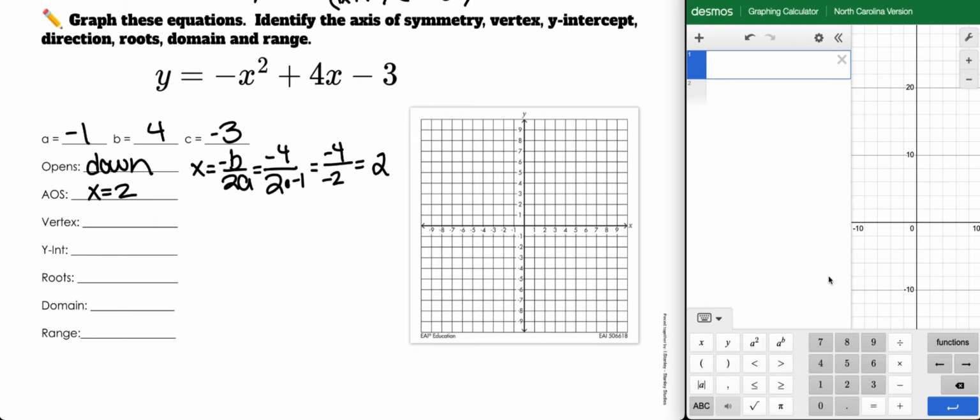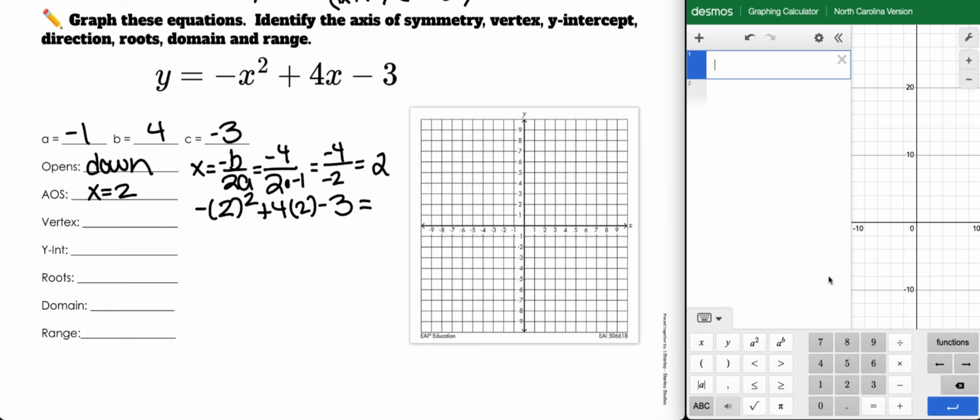Now with the axis of symmetry, we use that to plug into the equation to find the vertex. So that'll give us a negative times 2 squared plus 4 times 2 minus 3. Now we go to Desmos and we type that in. Just remember that what we're about to type into Desmos gives us the y value of our vertex, okay? And then we use the x value we got from the axis of symmetry to make the ordered pair.